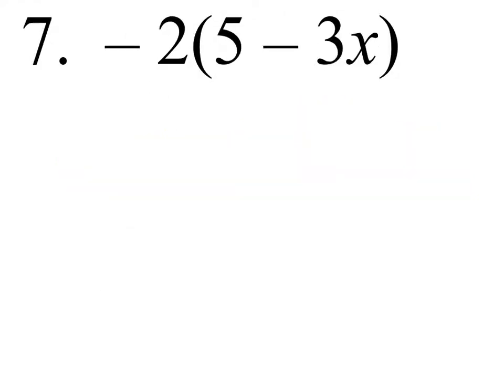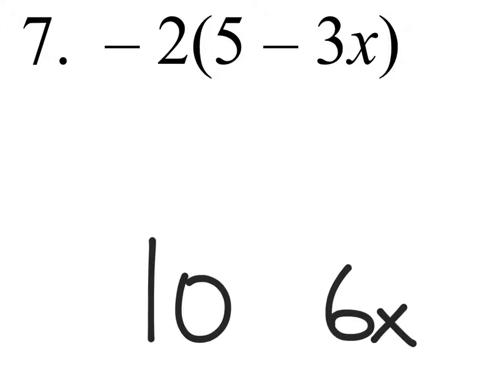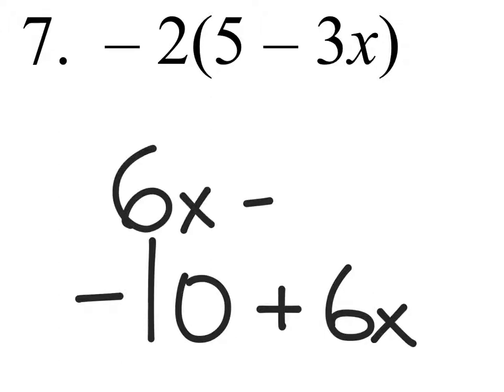Try number 7, then we'll show the answer. Bam. Alright, you should have gotten these two values. Negative 10 plus 6x. Now again, if you wrote it like this, that would be okay. But the bottom one would be the more common answer.